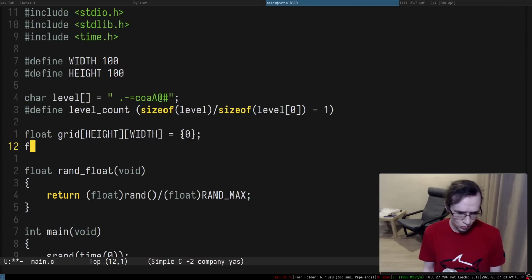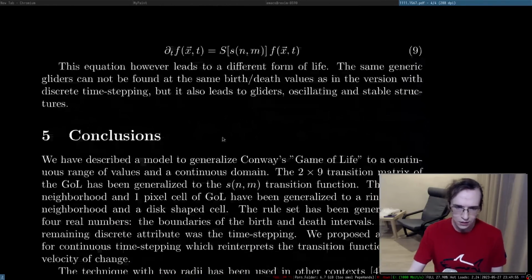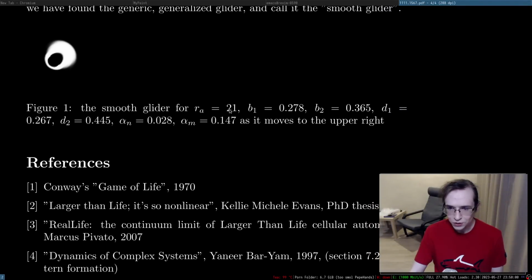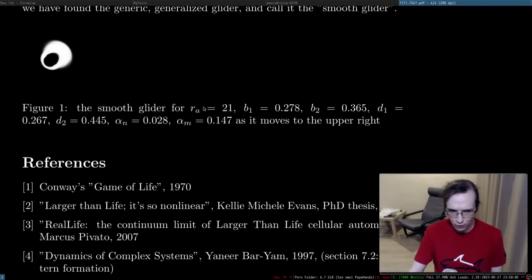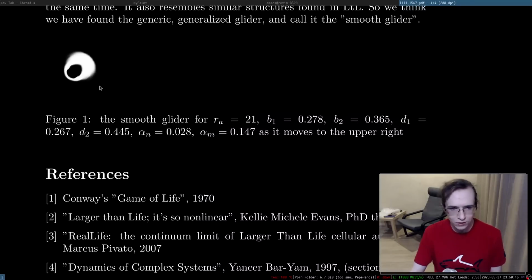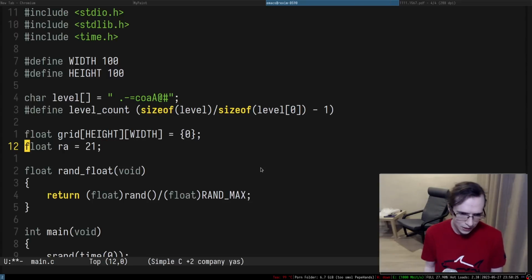Okay, so let's define the RA. They have some example at the bottom. Here they say the outer is going to be 21. They are basically suggesting that we define the outer one first and then compute the inner based on that. Sure, but let's actually define it the other way around. So this is going to be 21. Essentially, they achieve this glider by using these parameters, and maybe these are the parameters we're going to be using in here, so why not?